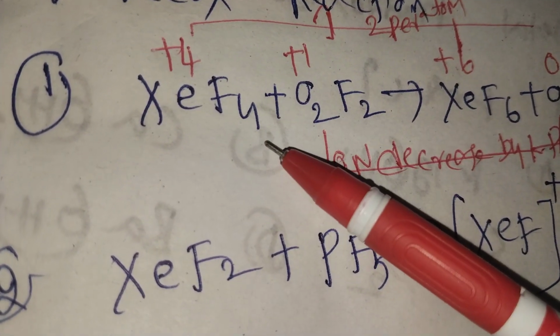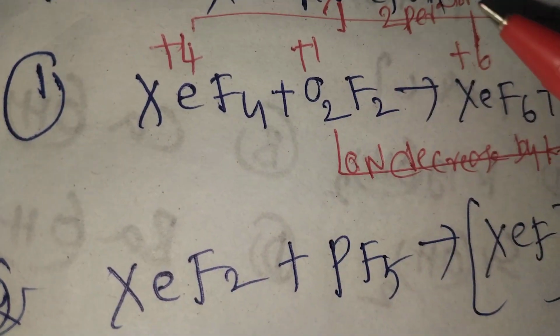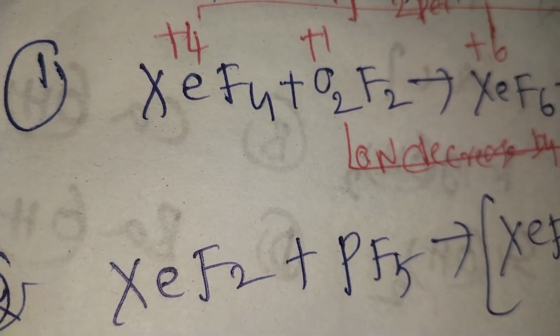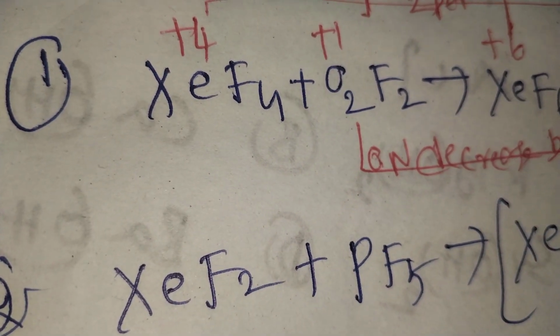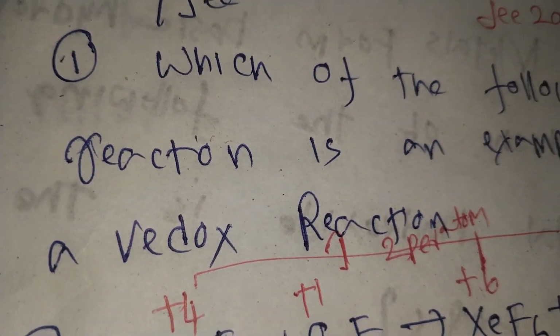In a chemical reaction, we have observed oxidation and we have observed reduction. Xenon undergoes oxidation, oxygen undergoes reduction. So that is called a redox reaction. A is the right answer.